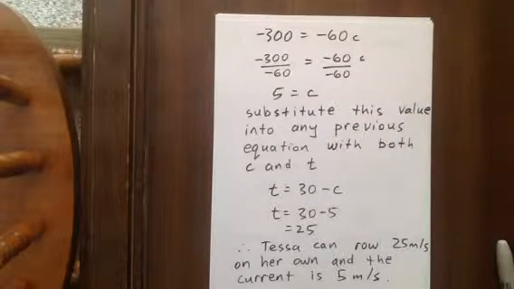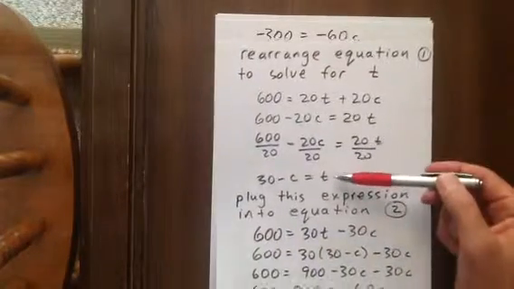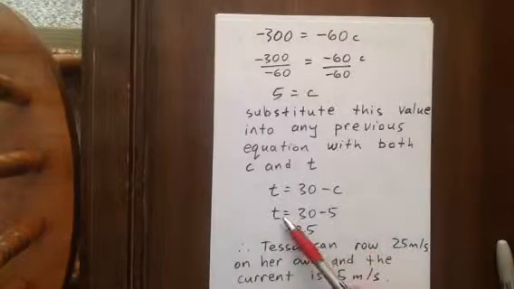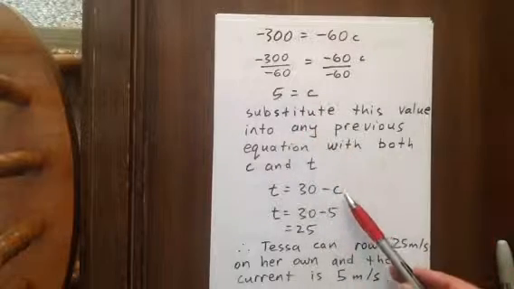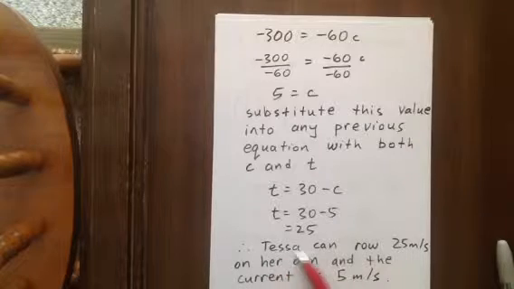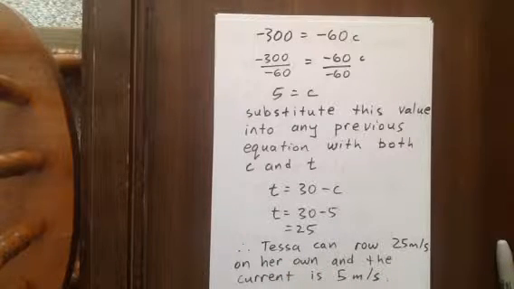Well, we've got a very good expression there for C. And what we're now going to do is substitute that value into any previous equation that involved both T and C. And so we looked earlier on our previous page, we had the expression T equals 30 minus C. Now that we know that C is 5, we can say that T is 30 minus 5, or 25. And what that tells us is that Tessa can row 25 meters per second on her own, and that the current is 5 meters per second.